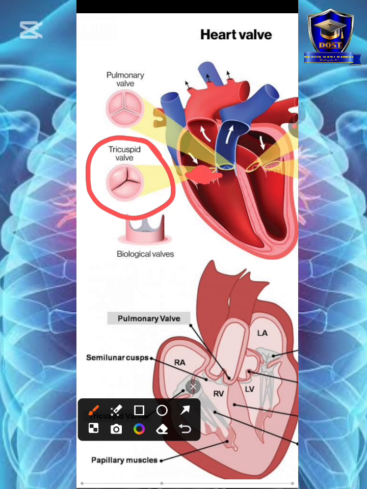But actually, the diagram has to zoom it and bring it out so that you can see what is inside. You can see that it has three flaps. This is one, this is another one, and then this is the third one. So three of them make up the three flaps.